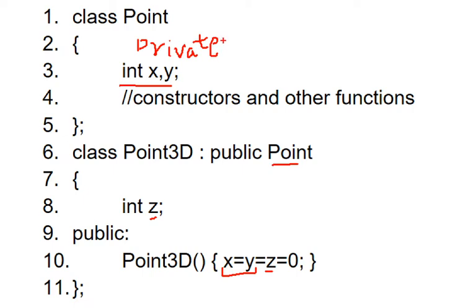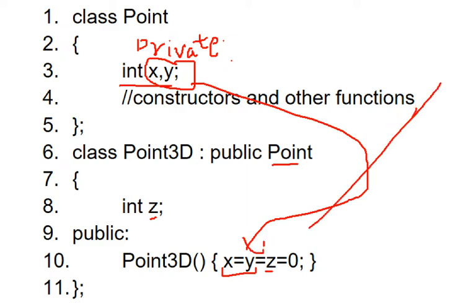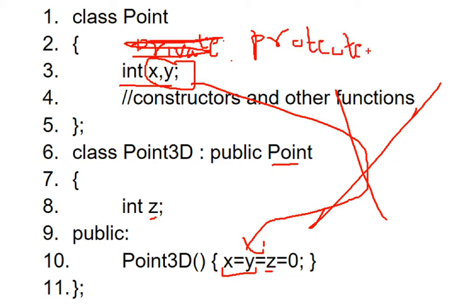Okay, now when x and y are private, you cannot access these here, right? Only public or protected variables or functions can be inherited. So this was the mistake. So what's the solution? Instead of having private, we can have the protected access specifier. Excuse me for this writing.